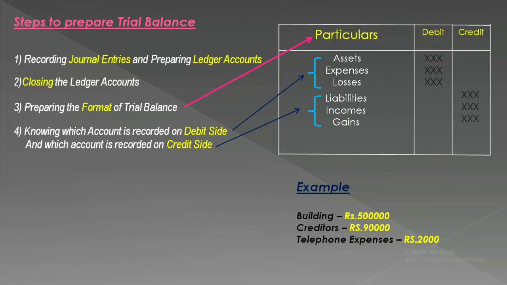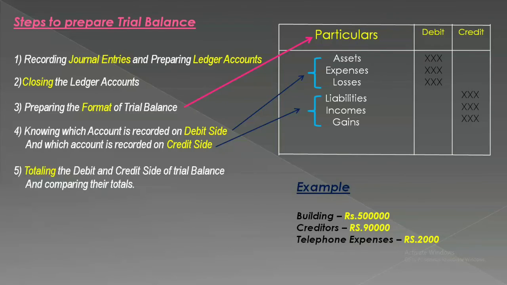So here in this example, building and telephone expenses will be recorded on the debit side, as building is an asset and telephone expenses are expenses, simple as that. And creditors will be recorded on the credit side, as it is a liability which a company has to pay.